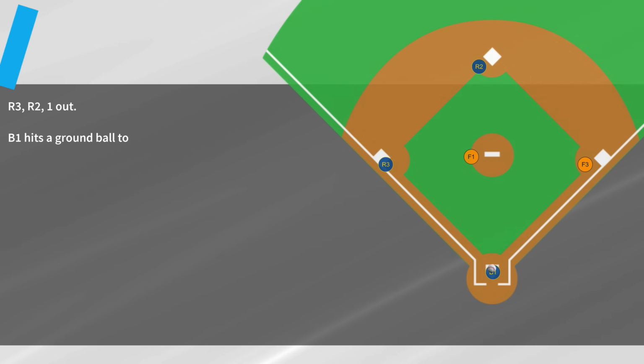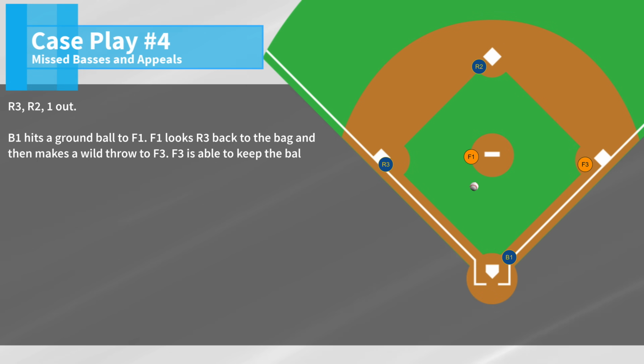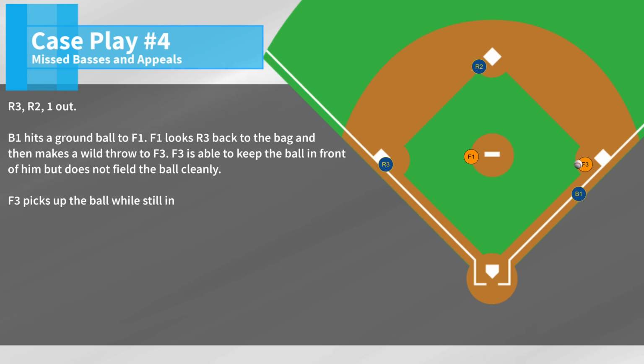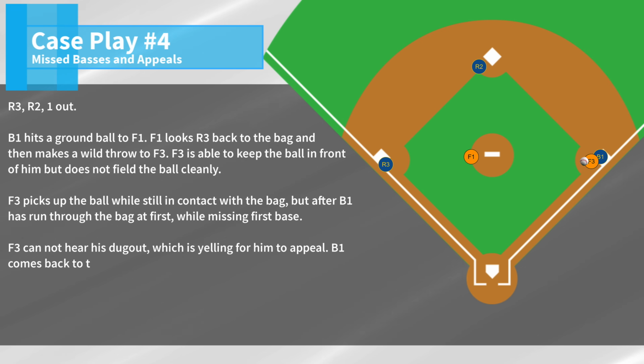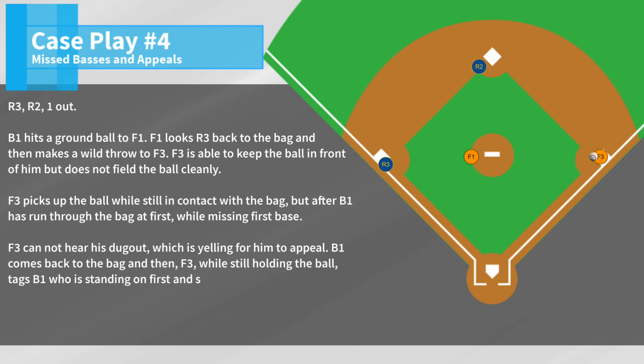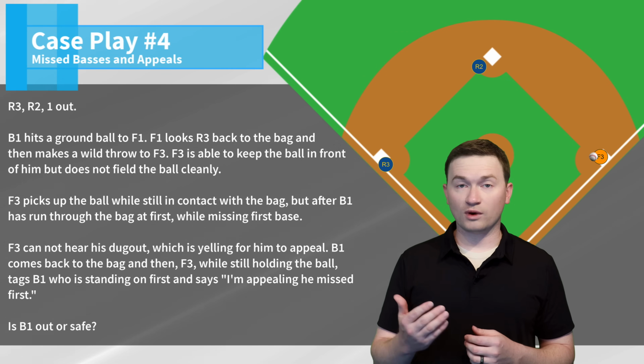Case play number 4. This is the same scenario, except F3 cannot hear his dugout, which is yelling for him to appeal. B1 comes back to the bag, and then F3, while still holding the ball, tags B1, who is standing on first, and says, "I'm appealing he missed first." Is B1 out or safe? The correct answer here is that B1 is safe.